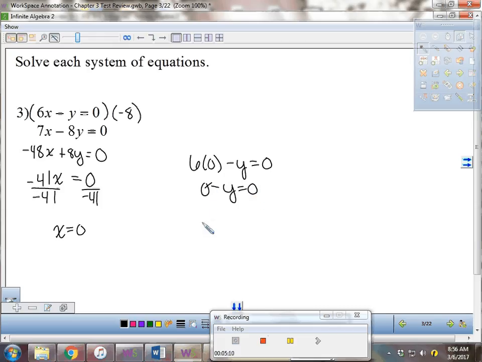That's just nothing right there. So I have negative y equals 0. Well, if you divide by the negative, y is still 0. So I would have 0, 0.